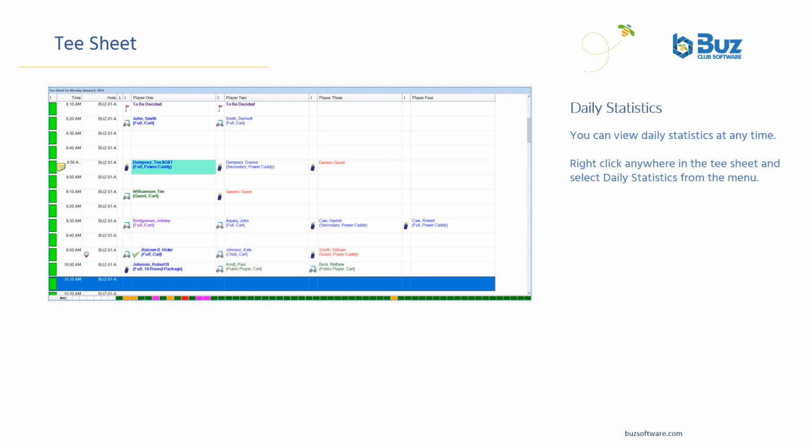Daily Statistics. You can view daily statistics at any time. Right-click anywhere in the T-Sheet and select Daily Statistics from the menu.